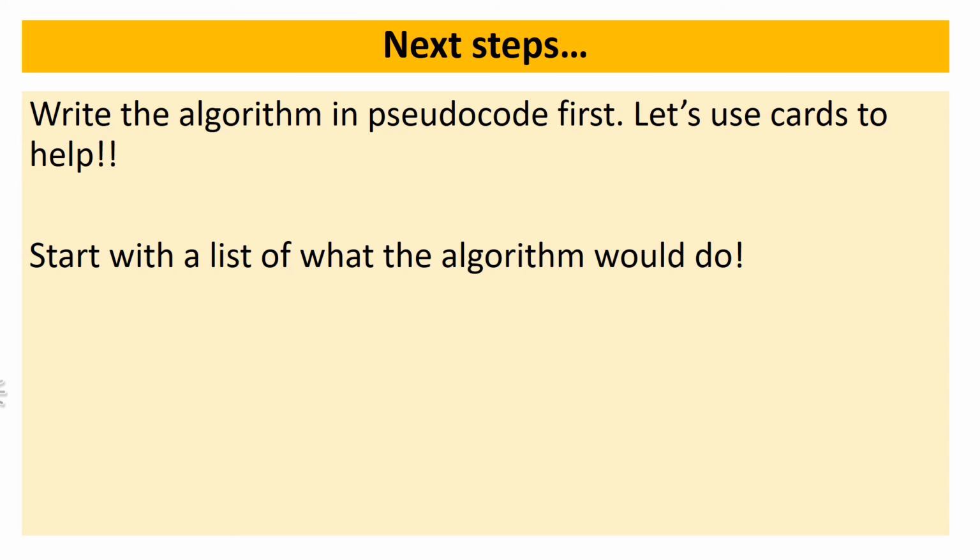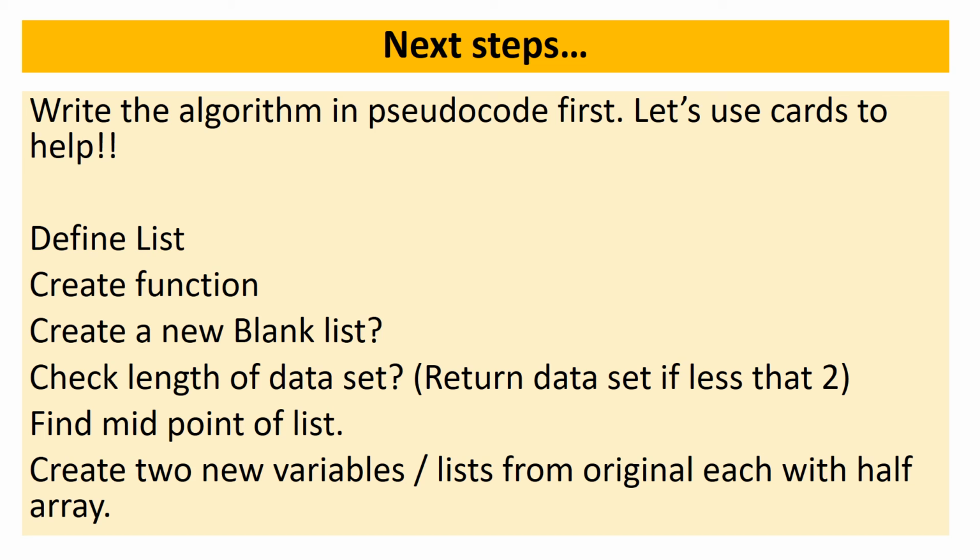Working in pairs, I now want you to see how far you can get at writing pseudocode. Let's have a look at the cards to help. Here's the start of my pseudocode. I started with a list. What do I have to do? Define the list, create a function, create a new blank list, create the length of the dataset, find the midpoint of the list, create 2 new variables, 1 list from each half of the array.